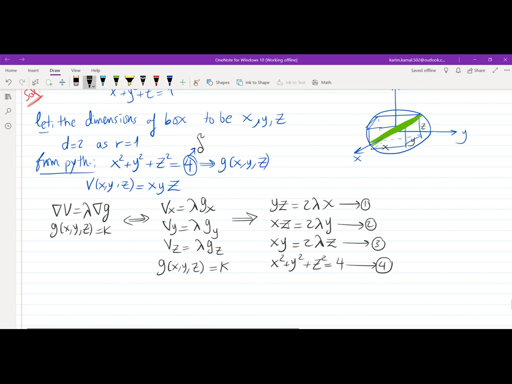If you multiply here by x, we will have x y z equals 2 lambda x squared. We call it equation number 5. And if you multiply here by the missing variable, which is y, you also get x y z equals 2 lambda y squared, which is equation number 6. And again here times z, you get x y z equals 2 lambda z squared. We call it equation number 7.